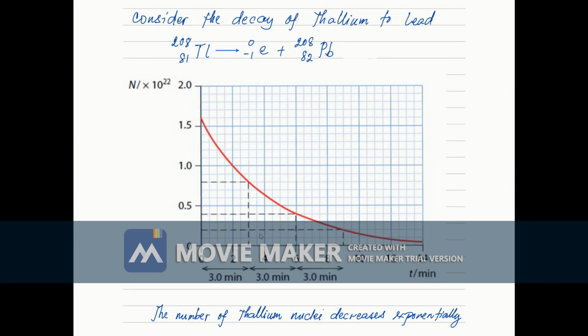the value for the remaining nuclides of thallium 208 decreases by 2, which means that 3 minutes is the half-life of the thallium 208 decay. And the number of thallium nuclei decreases exponentially as well.